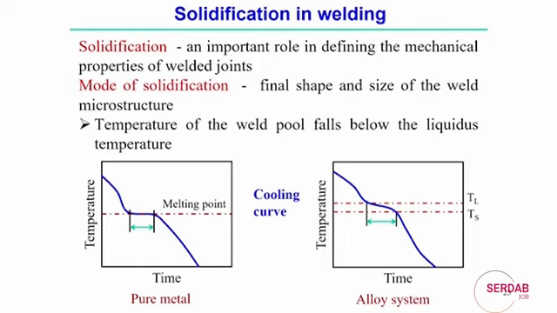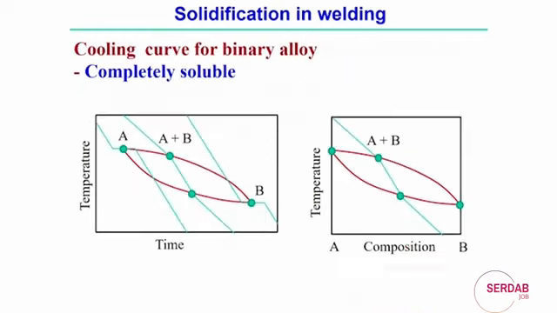Unlike pure metal, the phase transformation from liquid to solid does not happen at a single temperature, rather it happens over a range of temperature. Within this range, the phase change happens from liquid to solid, and these are the typical cooling curves or time-temperature cycles for an alloy system. So with this basic understanding of the cooling curve, we will try to explain the solidification behavior in the case of the welding process.